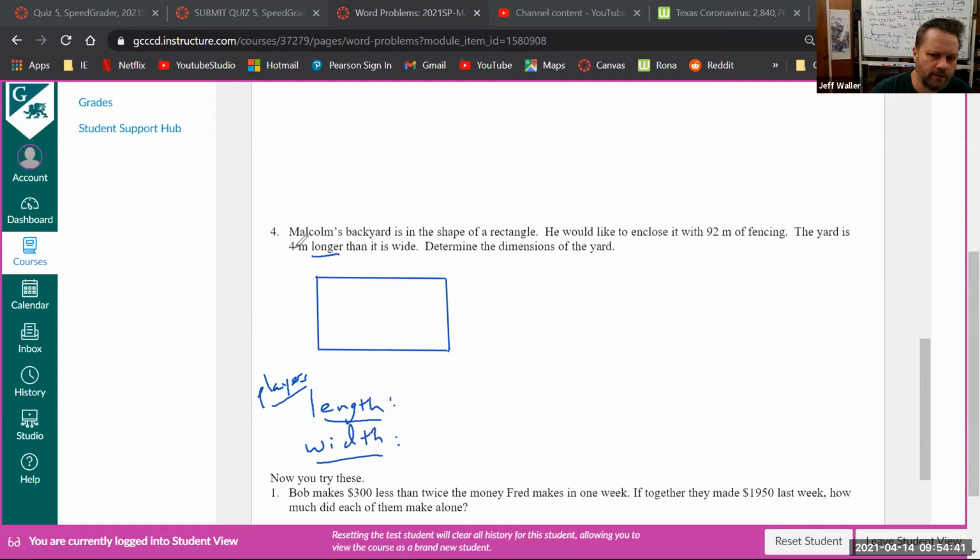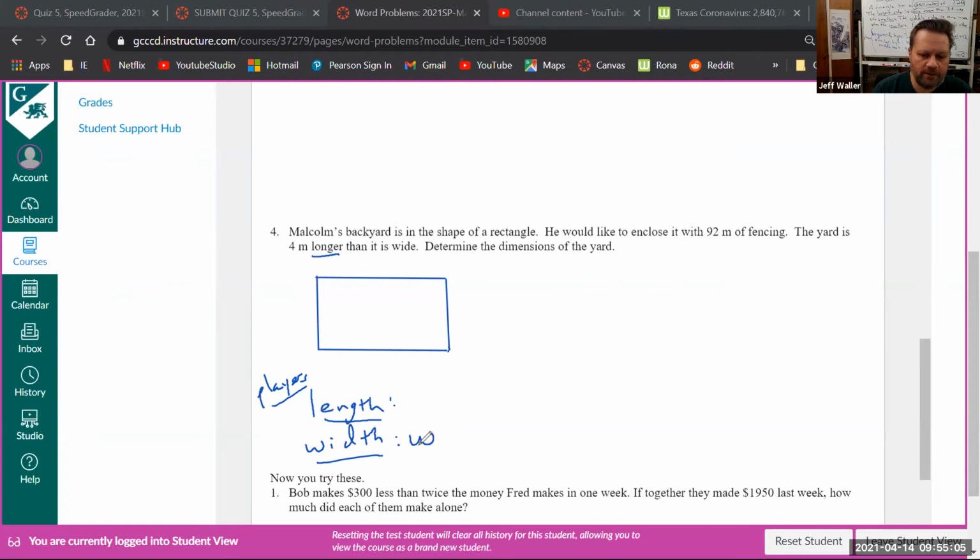Because it says 4 meters longer than it is wide. Good. So if I knew how wide it was, then I could figure out how long it is. So I'm going to be some kind of smart here. I'm not going to call this X. I'm going to call this W. Ooh, look at me go. So I could use whatever letter I want to. I could use a letter that relates to the problem, which is helpful.